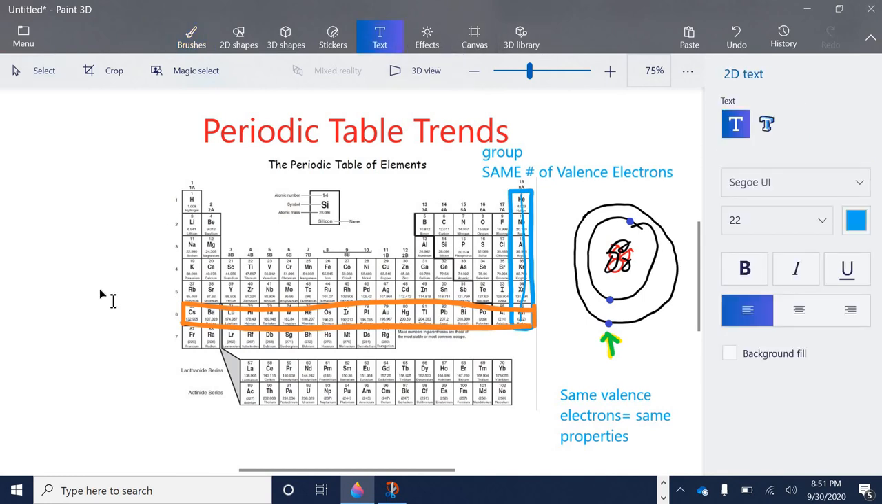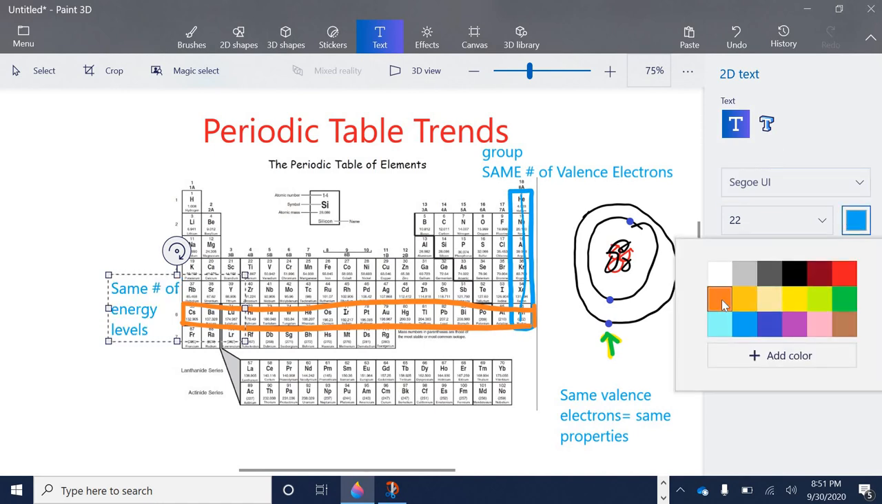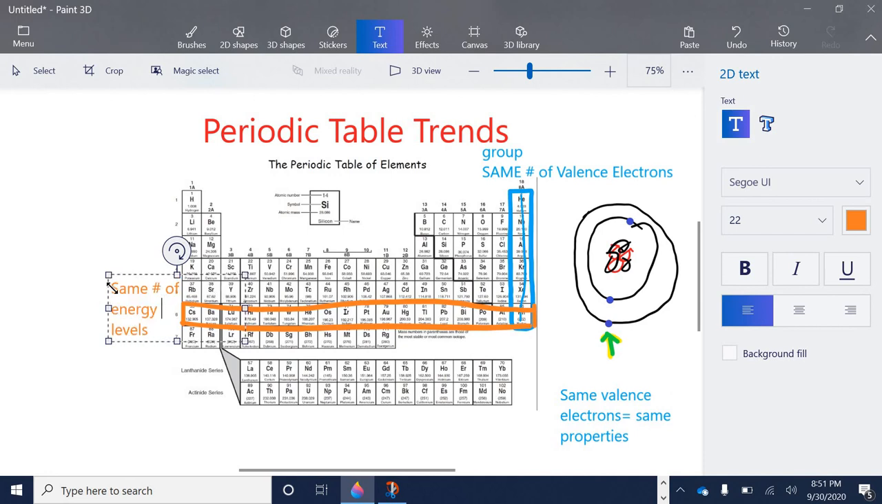Things in the same row have the same number of energy levels. So again, that means they have the same number of levels where we can keep electrons. Each energy level is further and further out from the nucleus of that atom. So everything in the same row has the same number of energy levels. They do not have the same number of valence electrons. The valence electrons will change as we go across the rows.